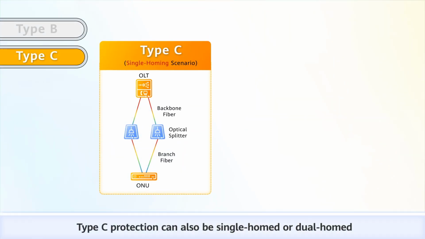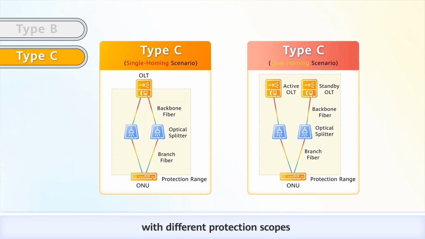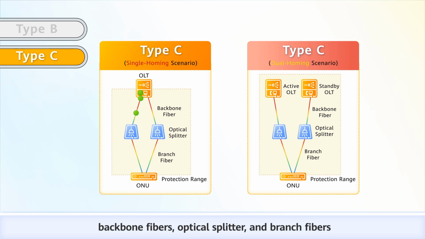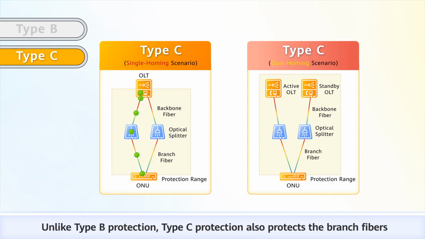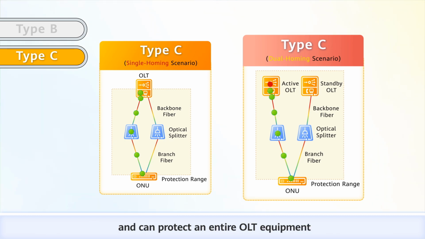Type C protection can also be single-homed or dual-homed with different protection scopes. Type C single homing protection can protect the PON board and PON port of the OLT, backbone fibers, optical splitter, and branch fibers, as well as the ONU upstream PON ports. Unlike Type B protection, Type C protection also protects the branch fibers. Type C dual homing protection applies to OLTs configured in 1+1 redundancy, and can protect an entire OLT equipment.